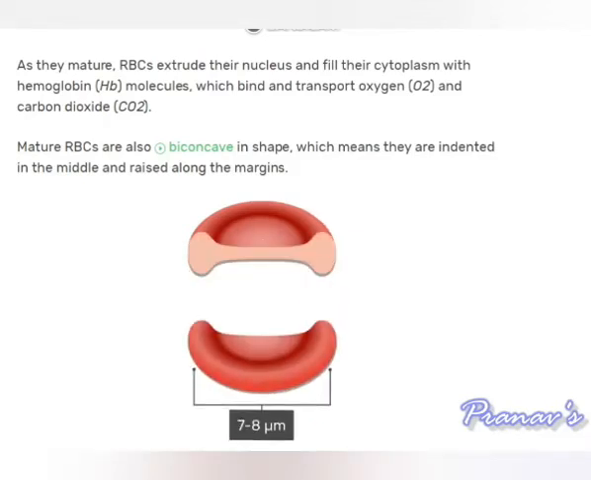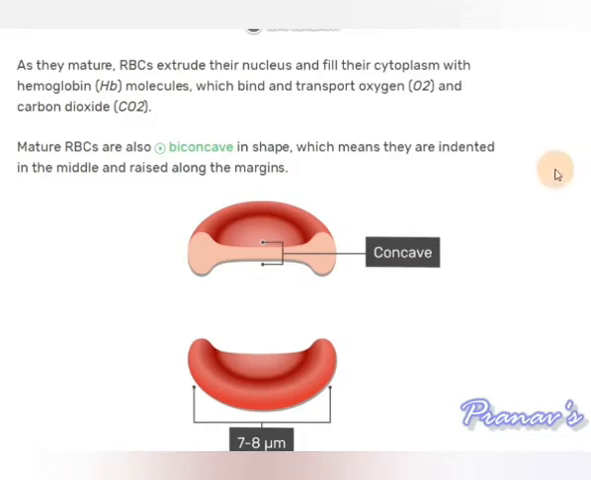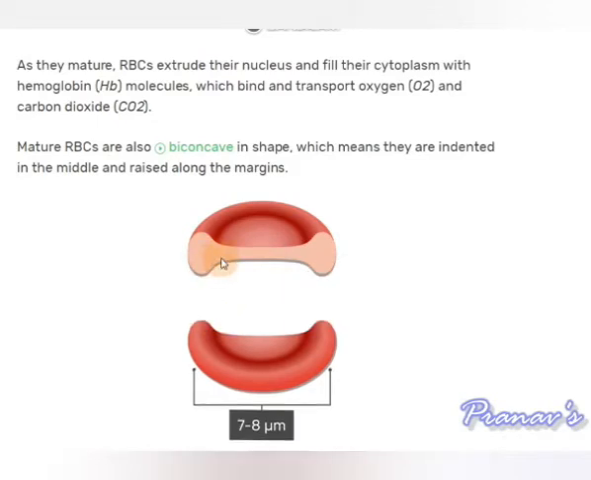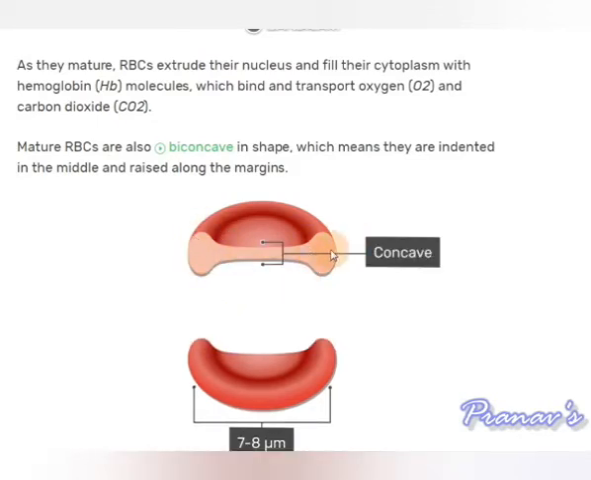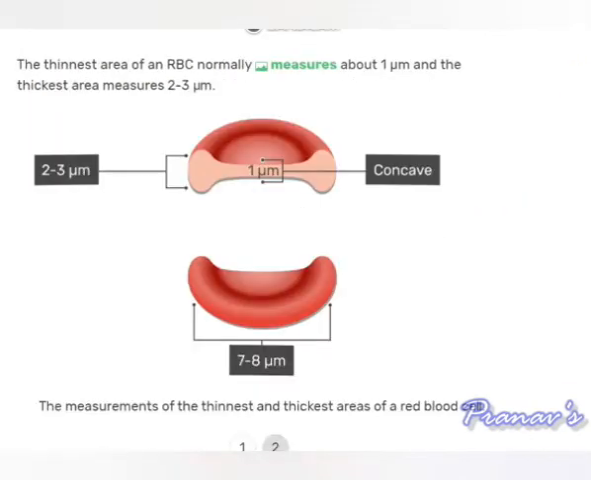You can see the margin and you can see in the middle their shape is concave. That's why we call them biconcave. Two sides are concave. The thinnest area of an RBC normally measures about 1 micrometer and the thickest area measures 2 to 3 micrometers.